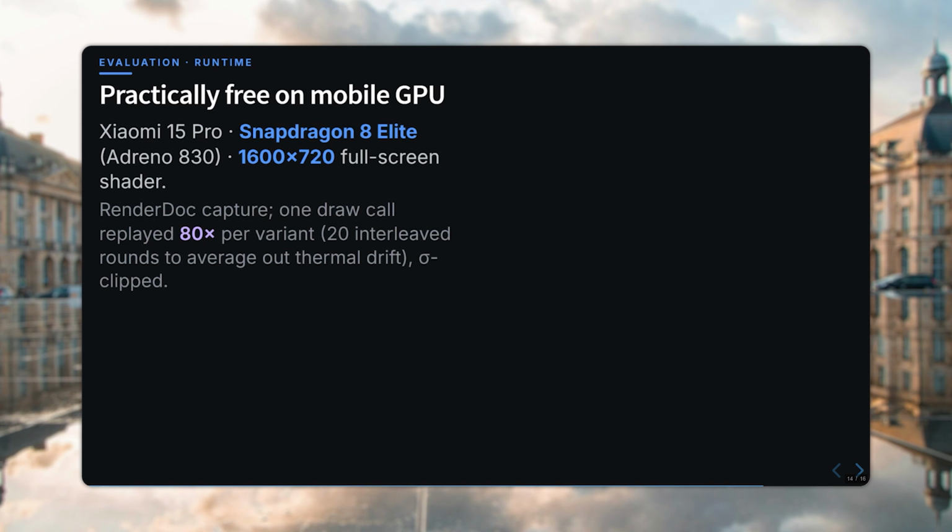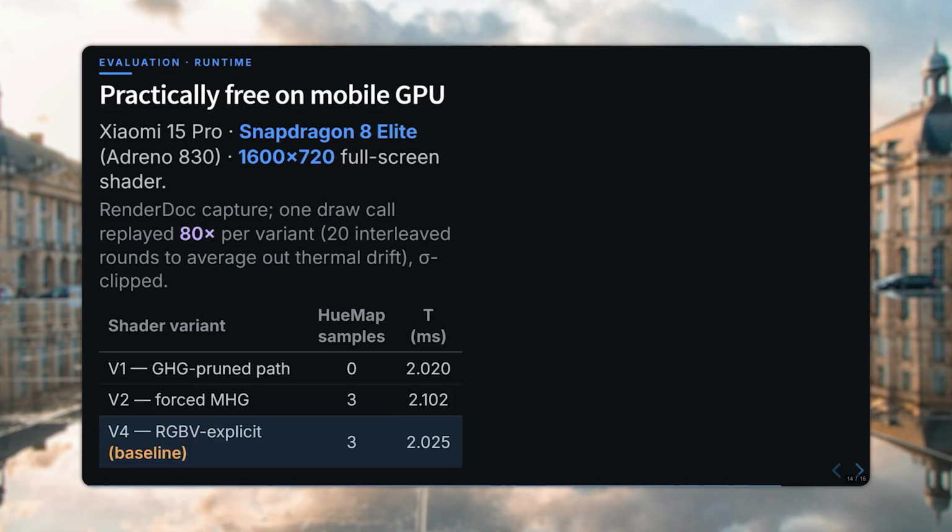So does the prediction cost us anything at runtime? To find out, we measured on a Xiaomi 15 Pro, that's a Snapdragon 8 Elite with an Adreno 8030, running a full screen shader at 1600 by 720, captured in RenderDoc and averaged over many replays. We compared three shader variants.